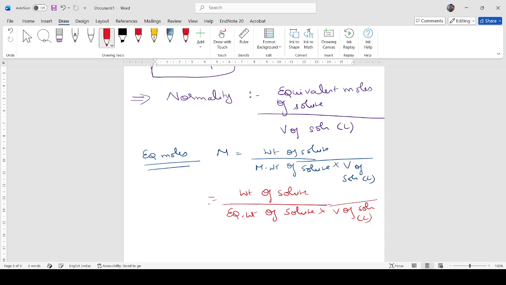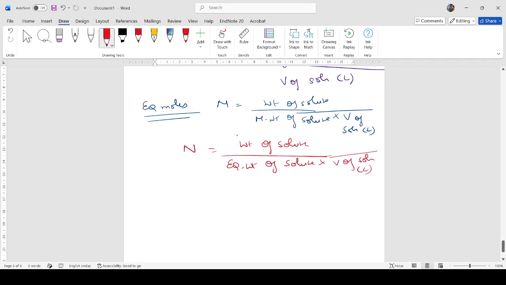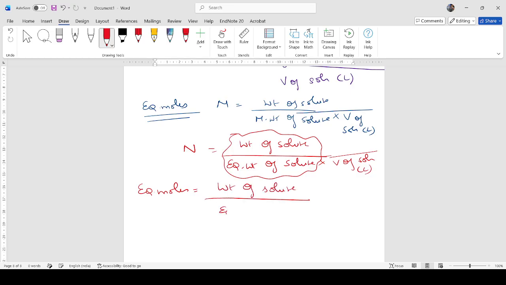then I call this normality, because what you're seeing right now is what is called equivalent moles. Equivalent moles is equal to weight of solute divided by equivalent weight of solute. Not just solute, you can say weight divided by equivalent weight is nothing but equivalent moles here. Okay.